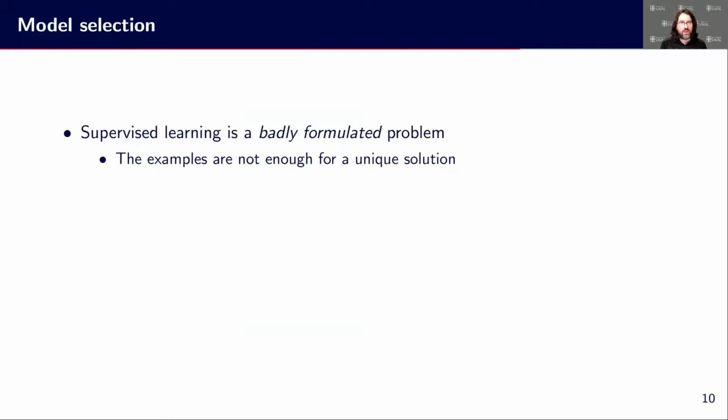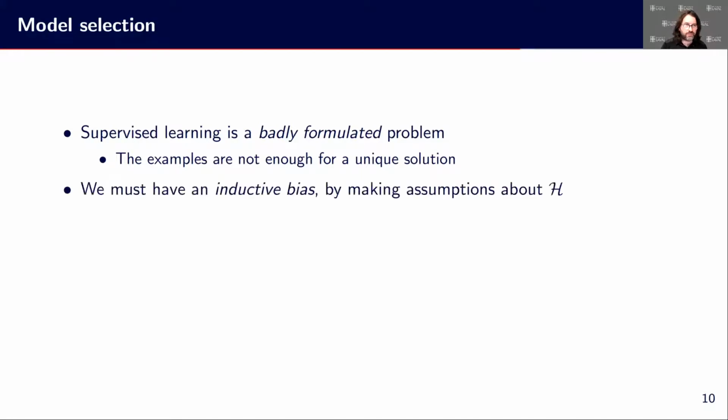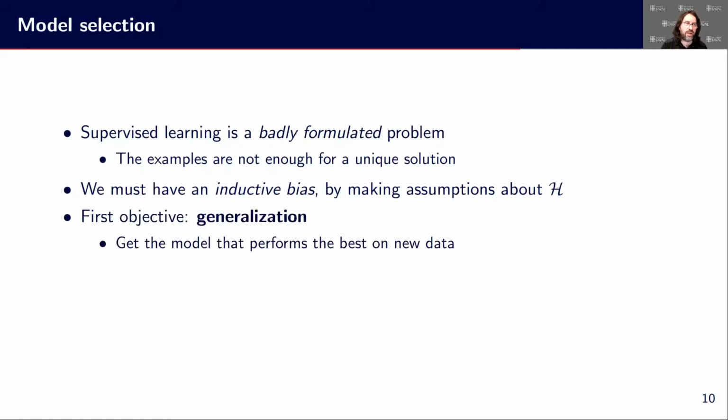What we can see in supervised learning is that we are facing an ill-defined model. So it is not well-defined. The examples here are not enough for a unique solution. So we can get many solutions with the same samples. We must have an inductive bias in that case for making some assumptions on h. So with that inductive bias, we'll tend to get some type of models that are particularly good in terms of generalization, for example. So the first objective is generalization.